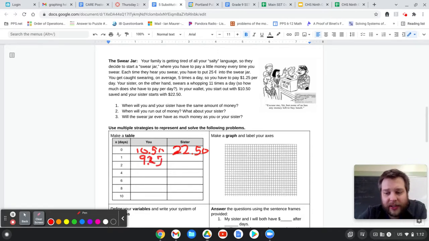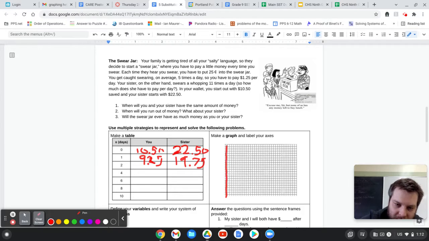Your sister swears 11 times a day, and 11 quarters would be worth $2.75. And so your sister loses $2.75, dropping her down to $19.75. I'm not going to fill out the rest of the table just because it's hard to write on the small computer screen. But the idea is that every day I lose $1.25. Every day the sister loses $2.75.